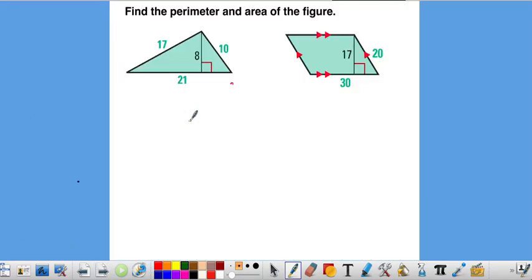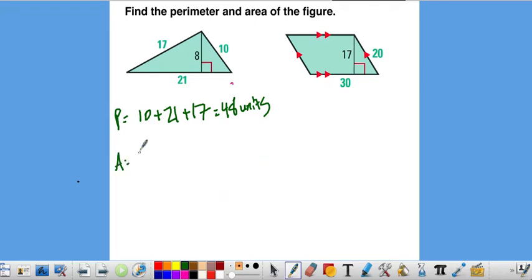So here we're getting into our basic problems. Find the perimeter and area of this figure. Well, perimeter, let's start there. We just add up around the outside. Remember, the 8 is not a part of our perimeter. So the perimeter is 10 plus 21 plus 17, which is 31 plus 17, which is 48 units.